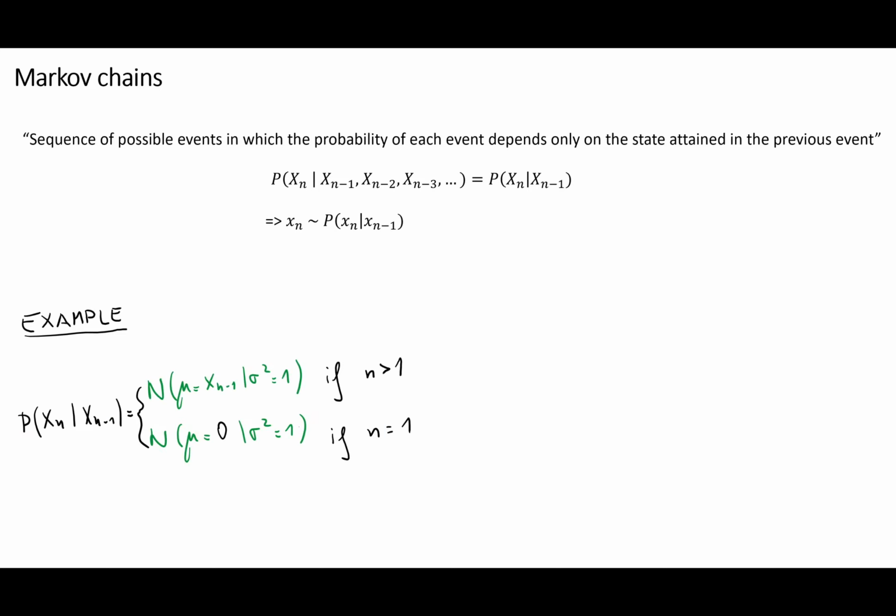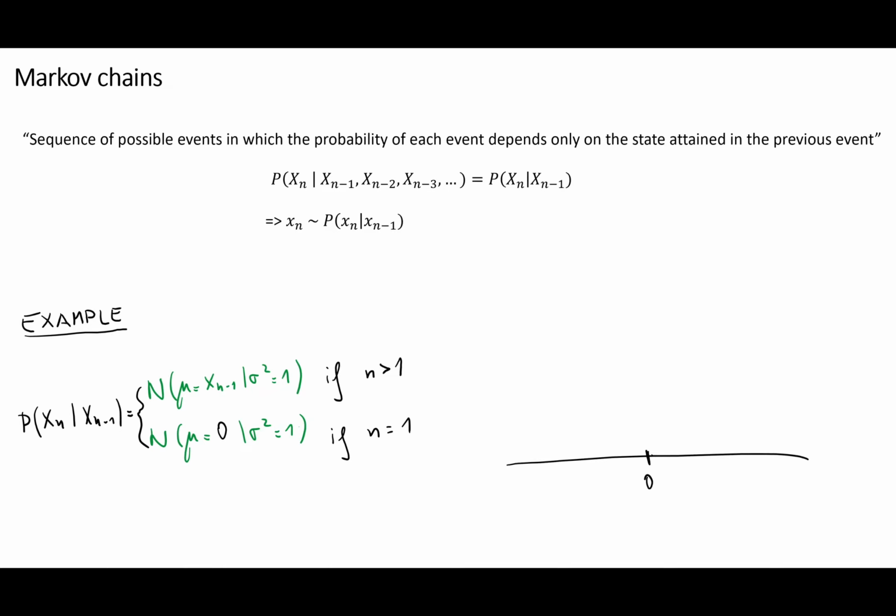And the previous example is easy. You have two states, but you can have infinitely many states. So here we have another example, which means the probability of x_n given x_{n-1} is driven by this normal distribution with the mean equal to x_{n-1} and the variance of 1. So how does it look?